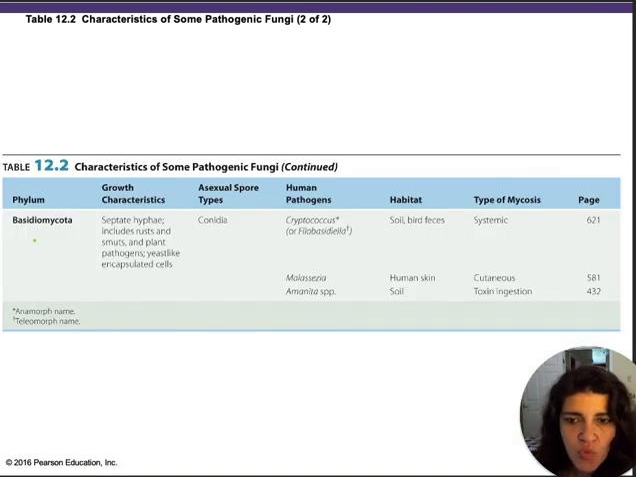And then the last one, the Basidiomycota group, I just want to mention that there is the Cryptococcus, which is a yeast that can be found also in bird feces. And if you inhale those spores from the bird feces, you can have a disease called cryptococcosis, which is a fatal meningitis. And Malassezia and Amanita, these two are mushrooms. These mushrooms can cause Malassezia cutaneous infection, Amanita toxic ingestion.